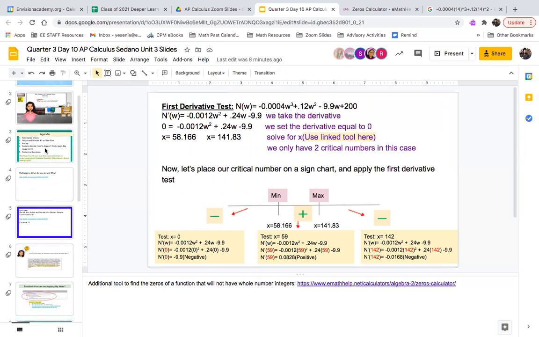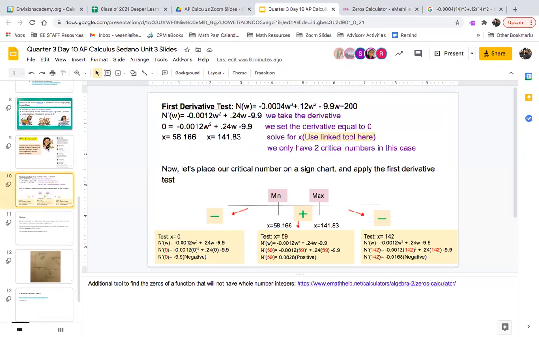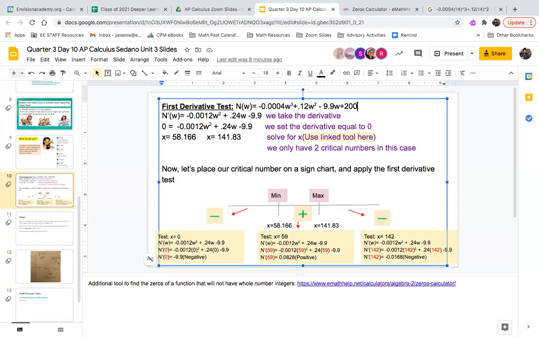So that's the first step. The reason why you want to do that is because you need to have a visual to help you understand what's happening in your graph. For example, number 1 is stating we want to find the maximum amount of employees that we can employ at this company. We're using the first derivative test because we know the first derivative test gives us maxes and mins.